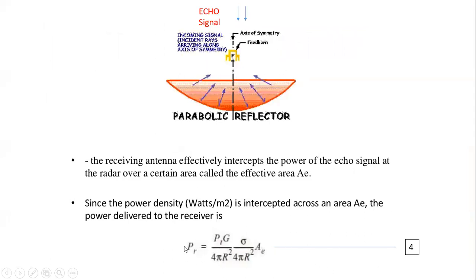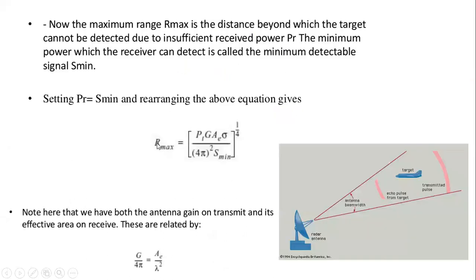So R to the power of 4 has gone up, PR has come down. Now when this is R to the power of 4, and you want to extract only R max, naturally we will multiply it with the power of 1 by 4. So R to the power of 4 times 1 by 4 makes it 1. Whereas here the entire term becomes to the power of 1 by 4. So this makes it the equation for R max equal to (PT G AE sigma by 4 pi square S min) to the power of 1 by 4. Remember what is S min?